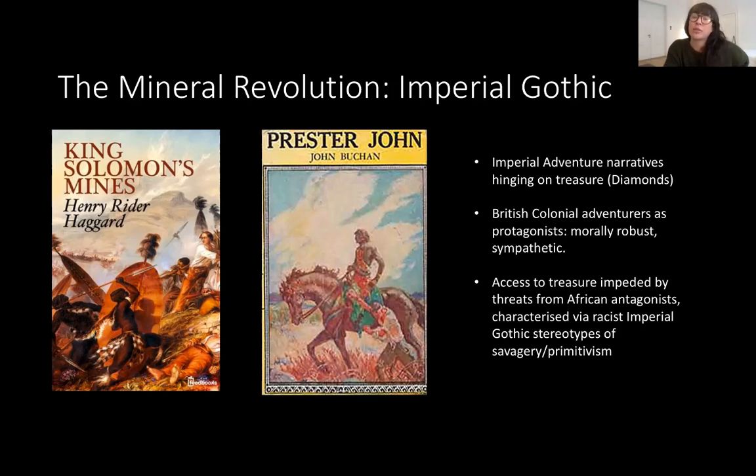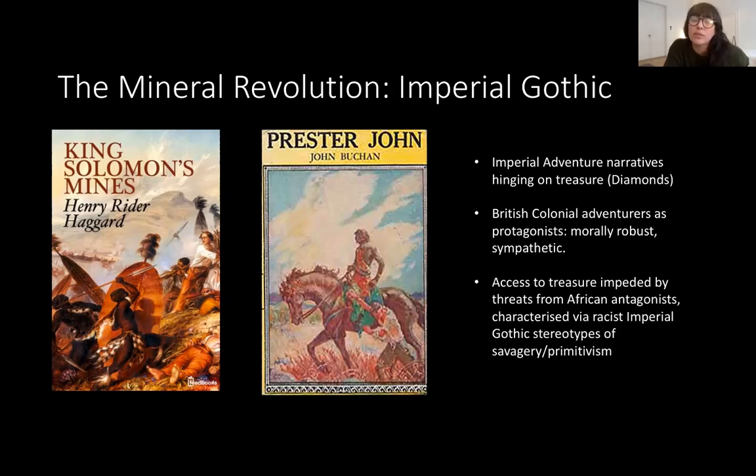Both novels feature British colonial adventurers as the protagonists, and these are idealized types. They're morally robust and generally supposed to be sympathetic characters that we identify with and relate to. I'm not saying we do identify with and relate to them, but we are supposed to. They are sympathetic. And then in both texts, access to this treasure, which is located somewhere in South Africa, is impeded by threats that come from African antagonists who are characterized by racist imperial Gothic stereotypes of savagery or primitivism.